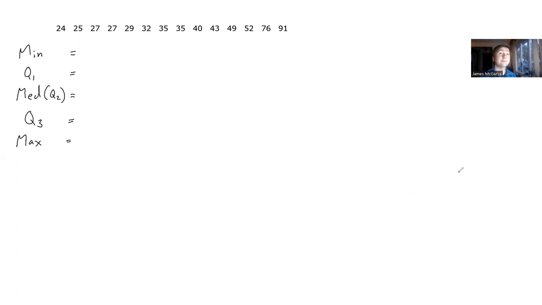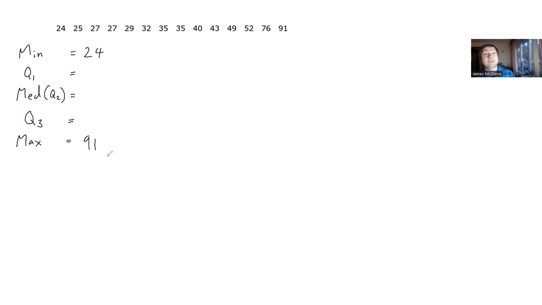Okay, minimum and maximum are very easy, right? The minimum is 24 because we put these in order. Again, they have to be in order, right? If the numbers aren't in order, make sure the first thing you're doing is putting them in order, lowest to highest. If they're not in order, none of this percentile, quartile, box plot stuff works. So these are in order, so we're good. So the minimum is 24, and the maximum is 91.